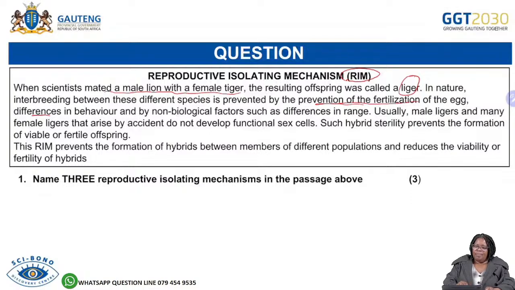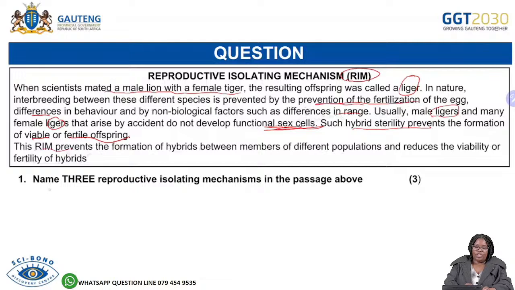Differences in behavior and non-biological factors such as differences in range. Usually, male ligers and many female ligers that arise by accident do not develop functional sex cells. Such hybrid sterility prevents the formation of what? Viable or fertile offspring. So each time you are given an insert paragraph like this one, or essays like this one, you must know that the coming questions' answers will be found from the insert. This RIM prevents the formation of hybrids between members of different populations and reduces the viability and fertility of hybrids.